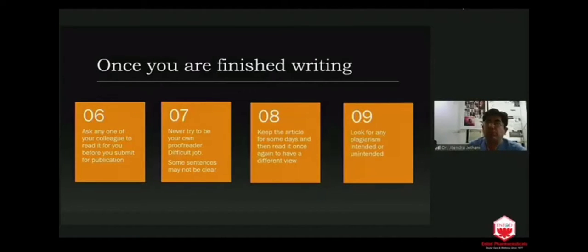But you can look for your colleagues, and never try to be your own proofreader. It's a very difficult job, and it is not very easy to look for your own small errors, your own typos. So keep the article for a few days, read it again to have a different view, a fresh perspective. Most important thing I feel is that you should look for any plagiarism. Even if it is unintended, you may be quoting somebody, you have to cite a reference. You cannot quote anybody verbatim. You have to look for any signs of plagiarism, even unintended.